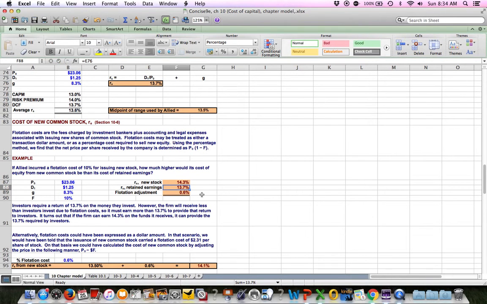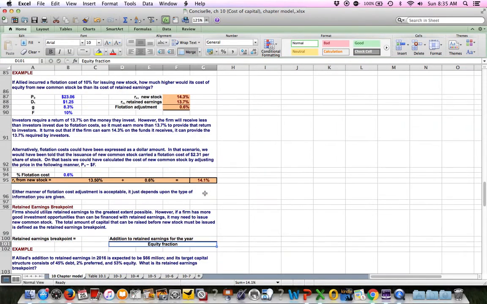And the difference is 0.6%. So there's an extra cost of 0.6% to issue stock. So the flotation adjustment is 0.6, and so if we're going to issue new stock, that cost of equity would be 14.1.